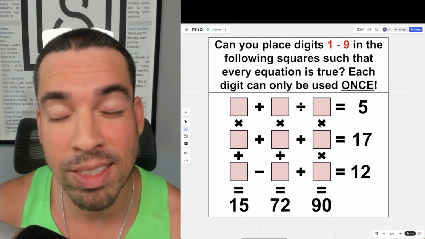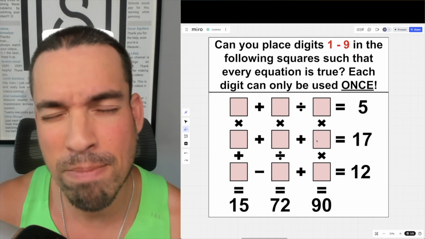Hit that pause button and see if you can figure it out. When you're ready, hit play, and I'll give you the explanation.